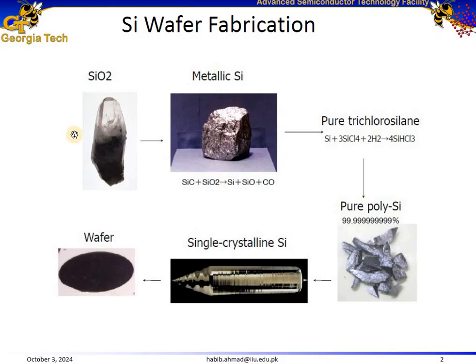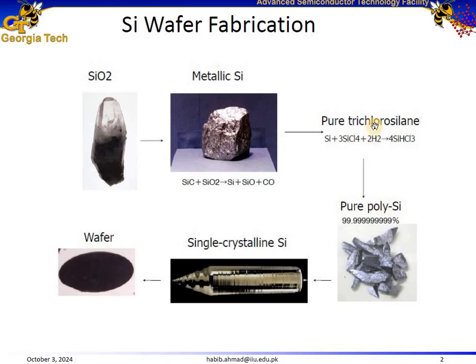The silicon dioxide found in sand or quartz is reduced to silicon by reacting silicon dioxide with silicon carbide at high temperatures to form impure metallic silicon, as you can see over here. In the second step, the metallic silicon is converted into trichlorosilane, which is then further purified through distillation process. And I'm going to show you in the next step the process of chlorination and distillation.